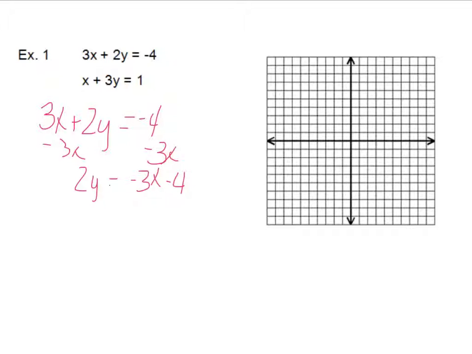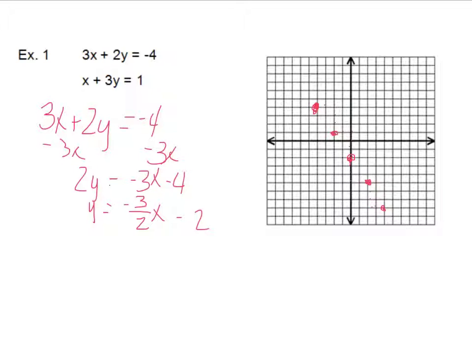Okay, so then y equals negative 3 halves x minus 2. All right, so I'm going to plot my y-intercept at negative 2, and then I'm going to use my slope, negative 3 over 2, to go down 3, right 2. I'm also going to go up 3, left 2. And I'm going to make a couple extra points, and I'll show you why here in just a minute. It's kind of worth it on this lesson.